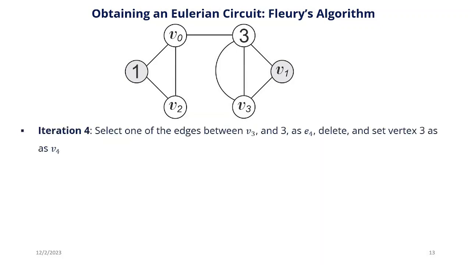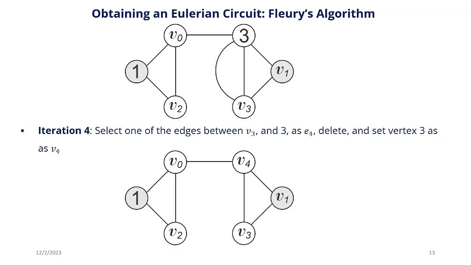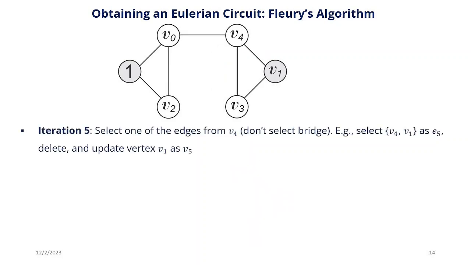Continue from there. Iteration 4. Select one of the edges between V3 and 3 as E4. Delete it and set vertex 3 as V4. So this is the one we selected. We delete it. Set vertex 3 as V4. So we have now obtained E4. E1, E2, E3, E4.